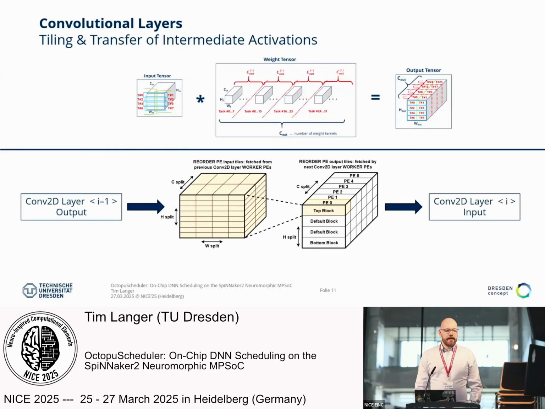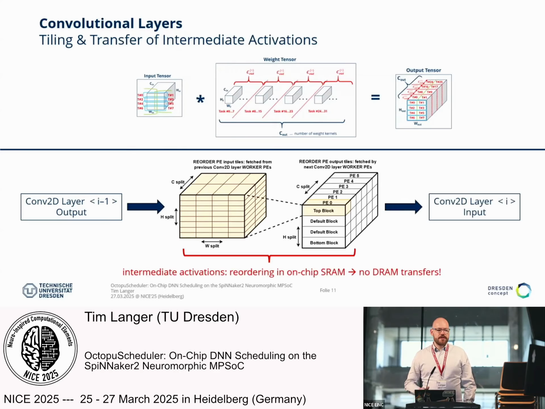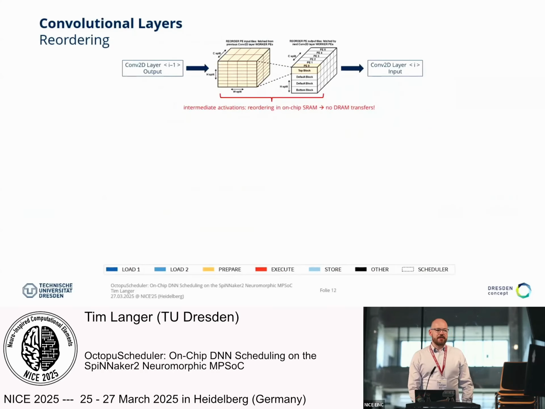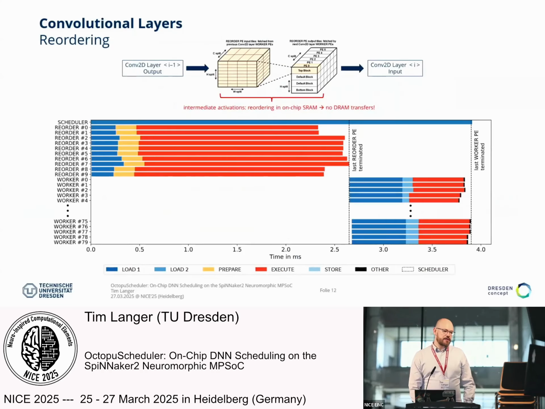And this is where we came up with this set of reorder PEs on the chip that do this. They take care of this reordering entirely on the chip. So we just have SRAM transfers instead of the DRAM transfers. So we avoid the DRAM communication here, and this really saves a lot of time. Eventually, we want to transfer this also to the matrix multiplication. And this is how this looks like.